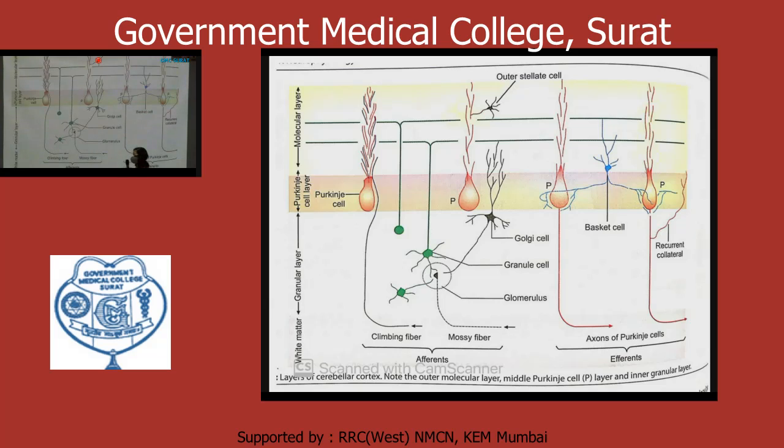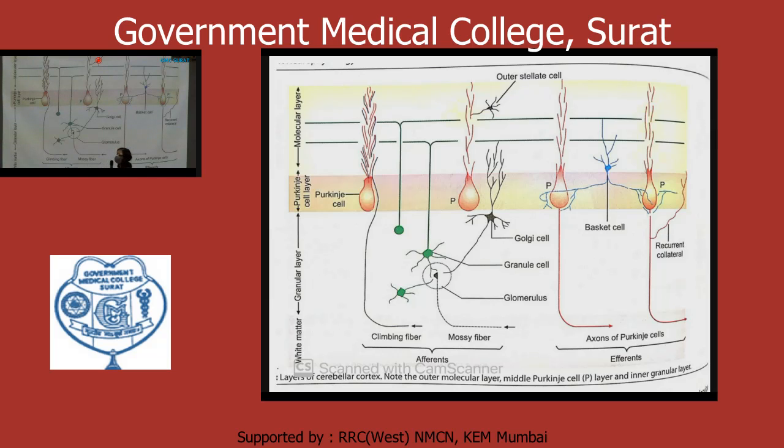Before discussing the internal structure of the cerebellar cortex, there are three peduncles through which the input and output of the cerebellum take place: the inferior, superior, and middle peduncles. Most of the incoming fibers come through the middle and inferior cerebellar peduncles, and the majority of the output fibers leave the cerebellum through the superior cerebellar peduncle.